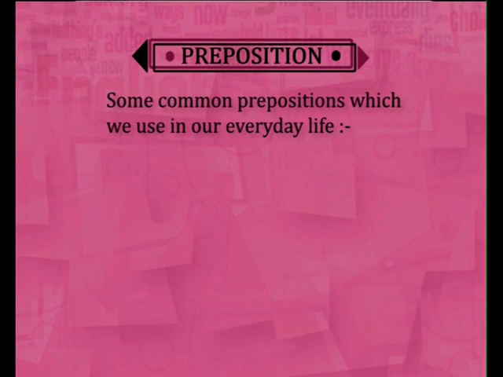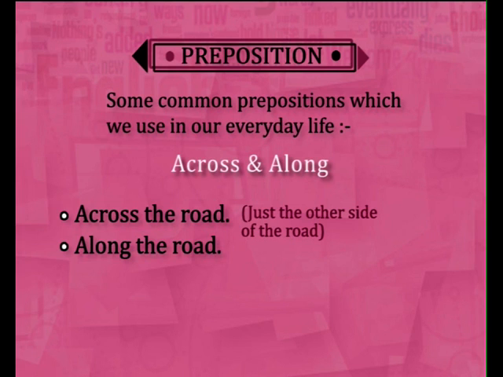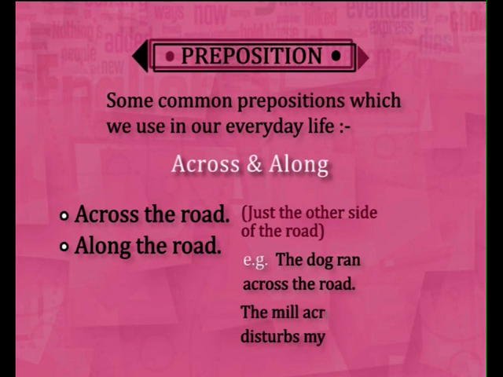Like across, along. Across, along भितर सदा बेले गोटे confusion रहे कौन? Across the road हुए, along the road भी हुए. दीटा जाको right. किंतु meaning change हबो. Across the road in the sense, घरो सामने रे suppose there is a road. Across the road means just the other side of the road. You can say the dog ran across the road means one side of the road to the other. You can say the mill across the road disturbs my sleep. That is the meaning of across, just the other side of the road.